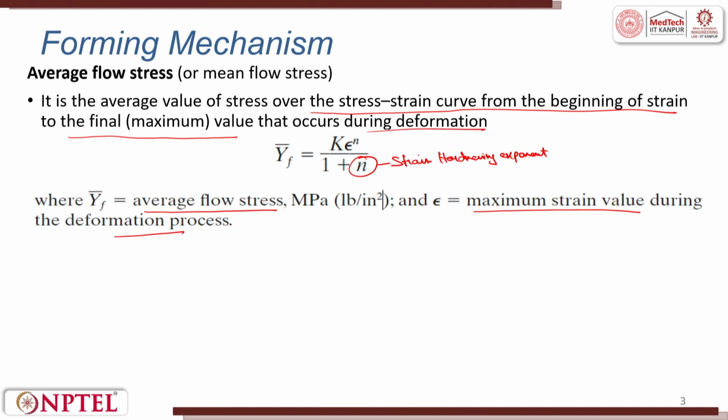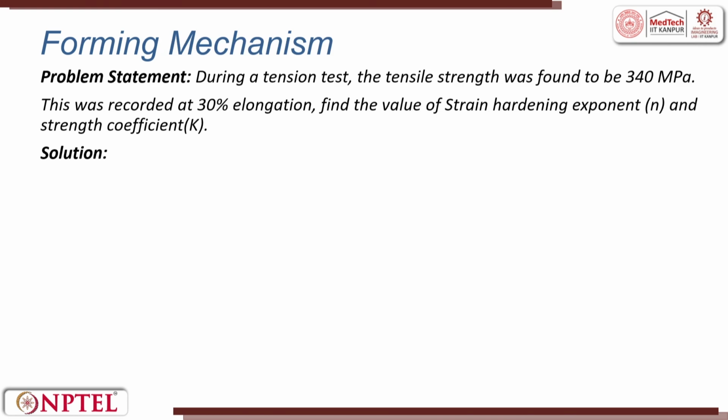Let me come directly to a problem statement. It is given that during a tension test, the tensile strength was found to be 340 megapascal. It was recorded at 30% elongation. Find the value of strain hardening exponent n and strength coefficient K. Here it is given that 30% elongation is there, which means engineering strain is given, which is equal to 30%, which means E is equal to 0.3.